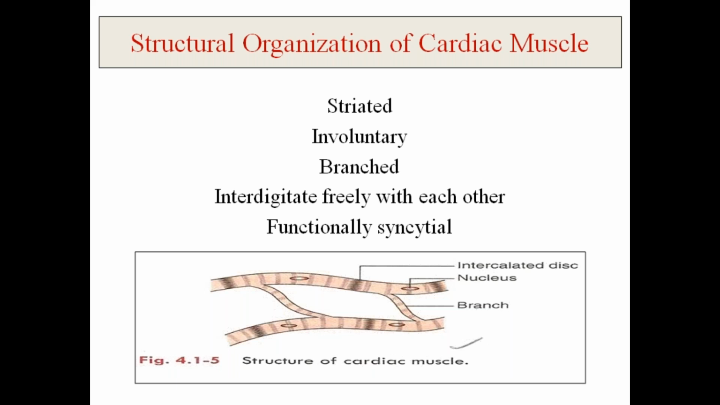Third, a very important property is branching. This is one of the differences with respect to skeletal muscle. Skeletal muscle is not branched. Here, the cardiac muscle shows a branching pattern, and the branches of one cardiac muscle get connected with the branches of other cardiac muscle, and they interdigitate freely with each other. Because of this connection of one cardiac muscle with another through branching, the cardiac musculature functions as what we call functionally syncytial.